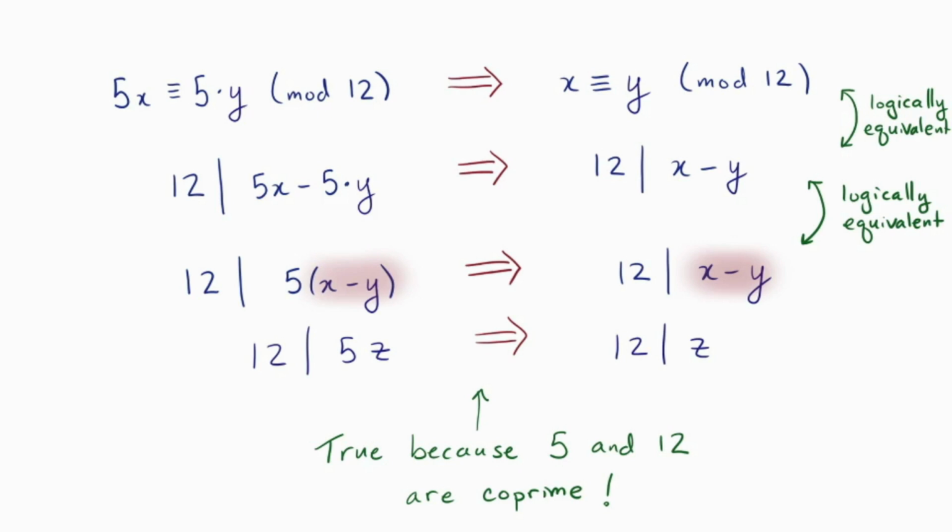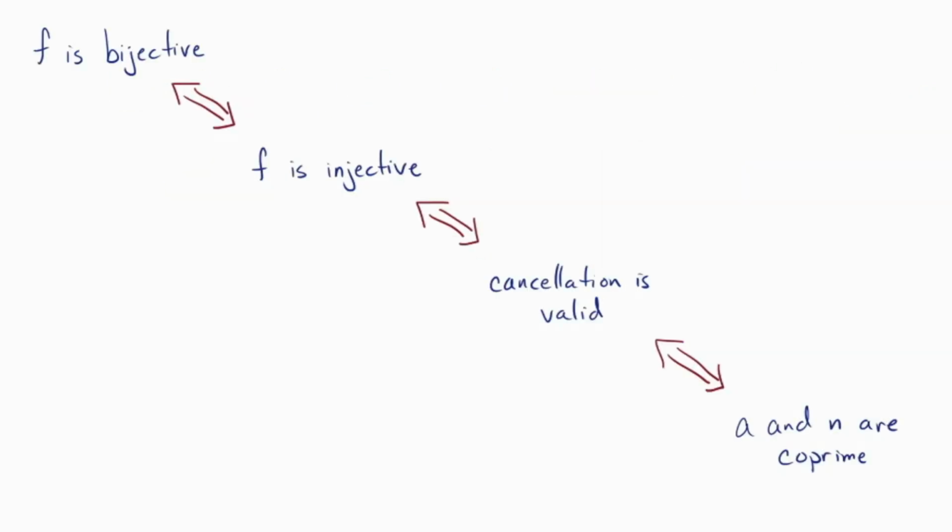So this was an informal discussion of what's going on here, and we're going to have to do a formal proof. But we've got the general structure. We've got that f is bijective if and only if it's injective, if and only if cancellation is valid, and cancellation is valid if and only if a and n are coprime. We didn't actually prove all of this. We have to go into the details here to be sure that we've actually proven it. Let's write it out a little more carefully with a few more intervening steps to begin with.